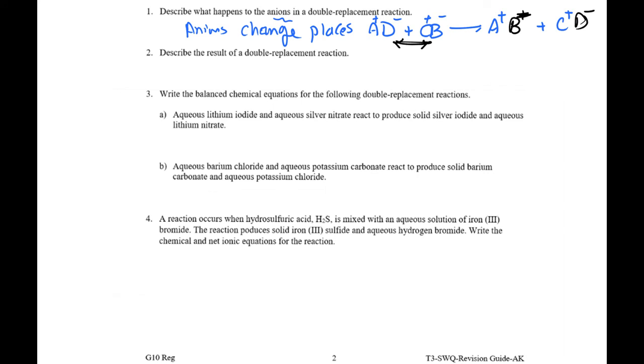Second, describe the result of a double replacement reaction. Okay, if it produces two different compounds, if reaction is happening, two different compounds, one of them should be a solid or a liquid or a gas.